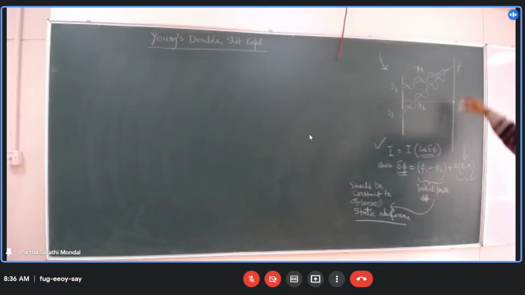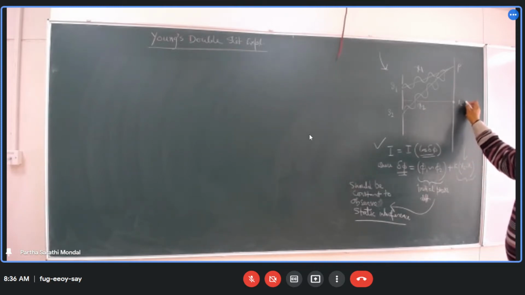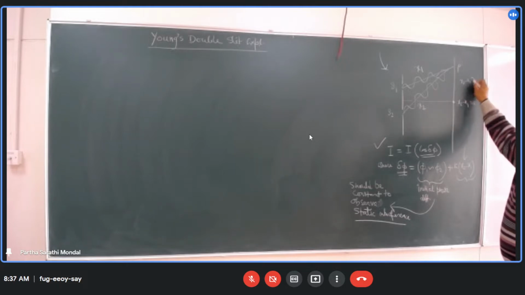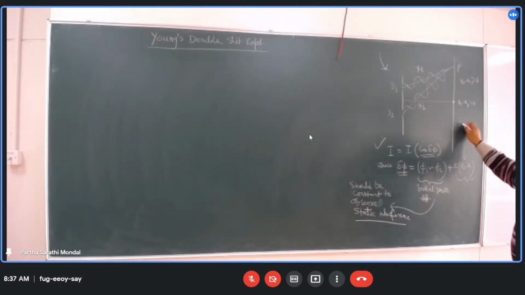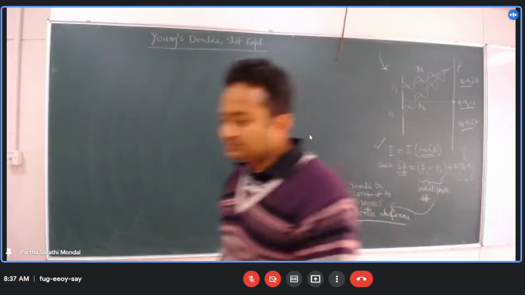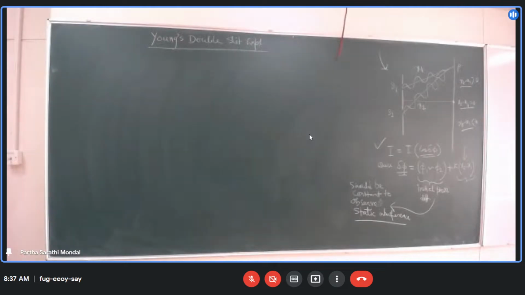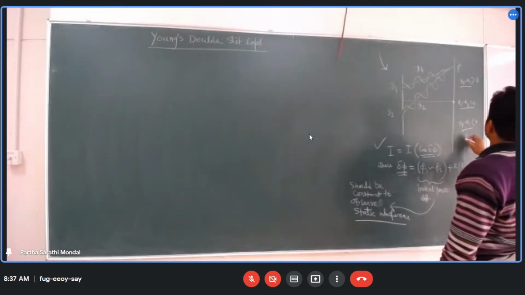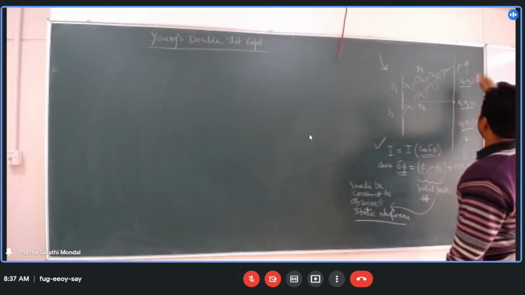So this variation will come if you move over the screen. Here x2 minus x1 is 0. Here x2 minus x1 is greater than 0. Here x2 minus x1 is less than 0. So if you move over the pattern, you will see the variation of intensity, and that we call an interference pattern.